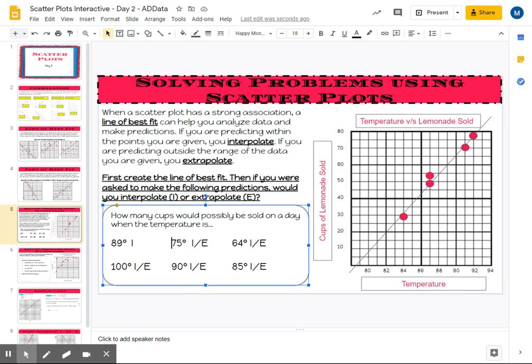75 degrees. Okay, so 75 degrees. We have to make a judgment call. Is 75 degrees outside the range of the data that we are given? Well, it kind of is, right? It is kind of barely on the chart, I guess. So we could maybe look on the chart, but it is outside of the range of numbers that we are given. So in order to make a prediction, we would have to extrapolate.